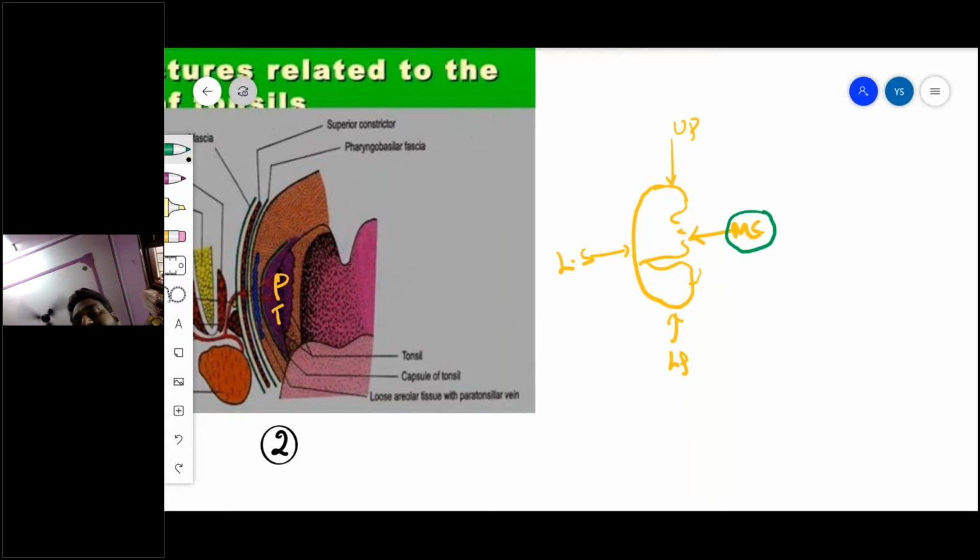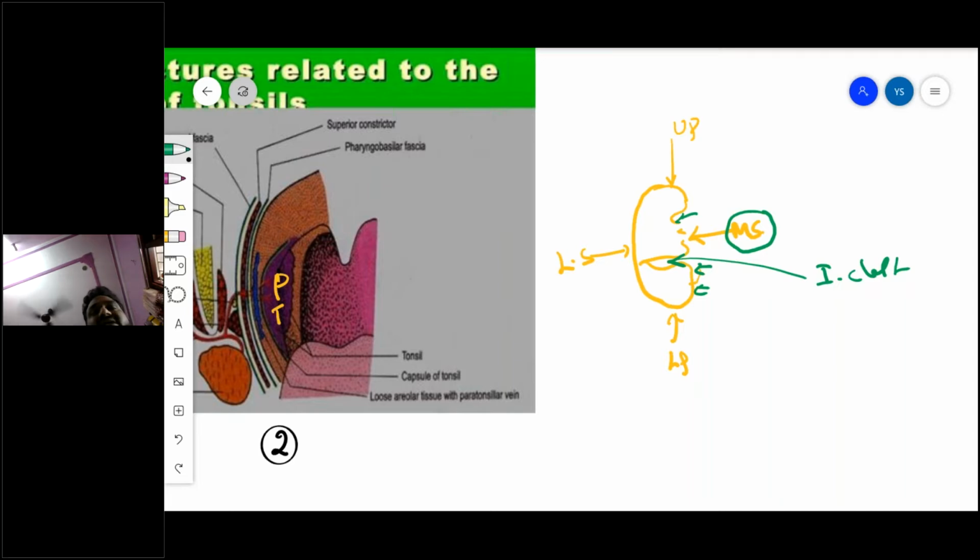The medial surface is simply lined by mucous membrane of the oral cavity. Stratified squamous epithelium is lining the medial surface. First point. In the medial surface, we can see a number of crypts. Out of all these crypts, one crypt is very prominent. That one is called tonsillar cleft. So these are the features we can see at the medial surface.